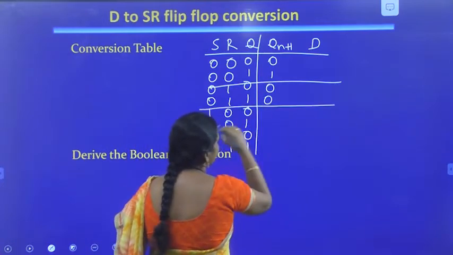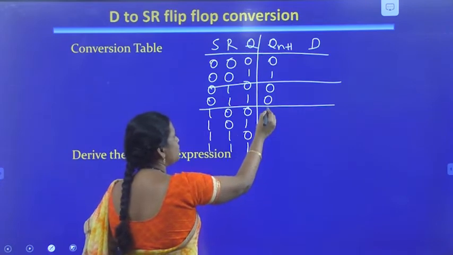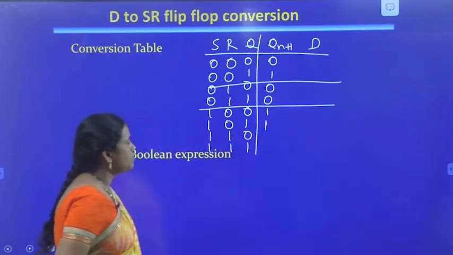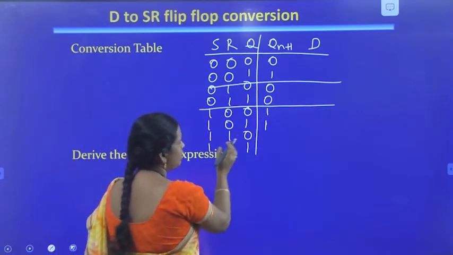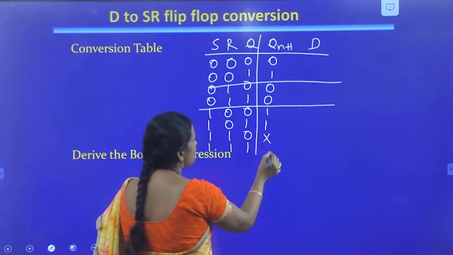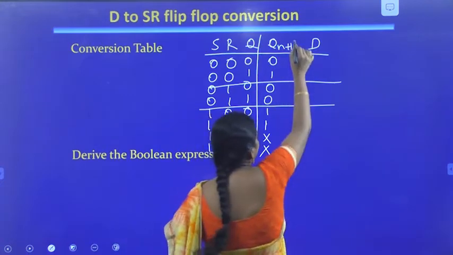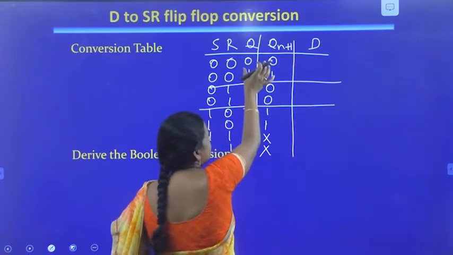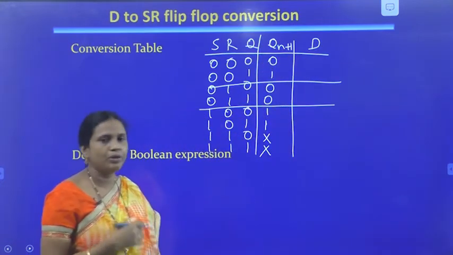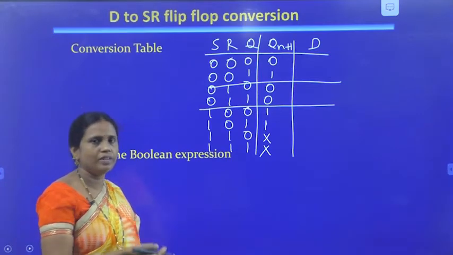Okay, so for 1 0, whatever the value of Q, it is going to be the set state. And then for 1 1, whatever the value of Q, it is going to be the invalid state. Okay, so next we will write D from the present state as well as the next state. By using the present state and the next state, we will write D.